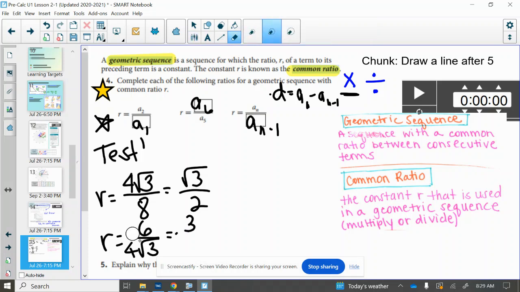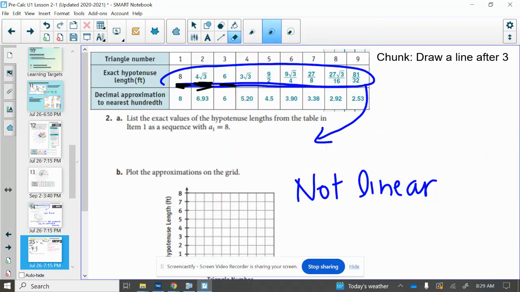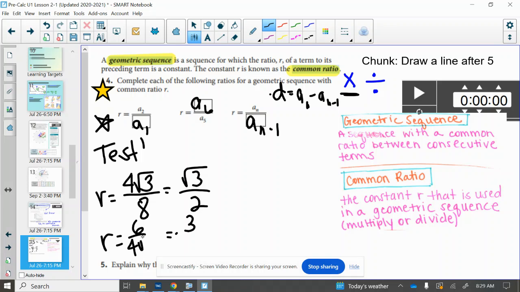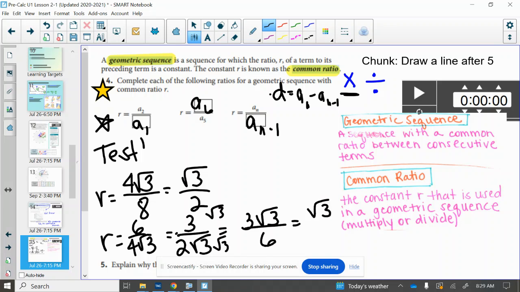Oops, I had these backwards. Sorry. 6 divided by 4 square root 3. We get 3 over 2 square root 3, which if we rationalize, multiplying top and bottom by square root of 3, you get 3 square root 3 over 6, which again simplifies to be square root of 3 over 2. So we can check that we do in fact have a geometric sequence.